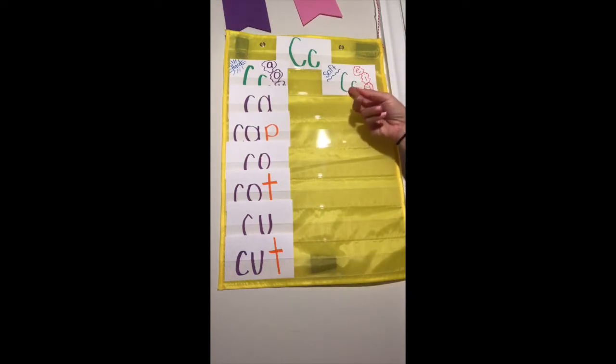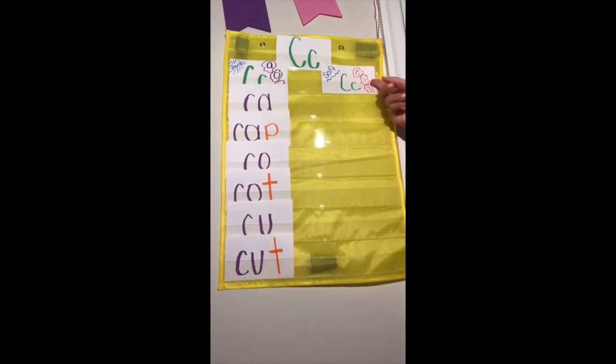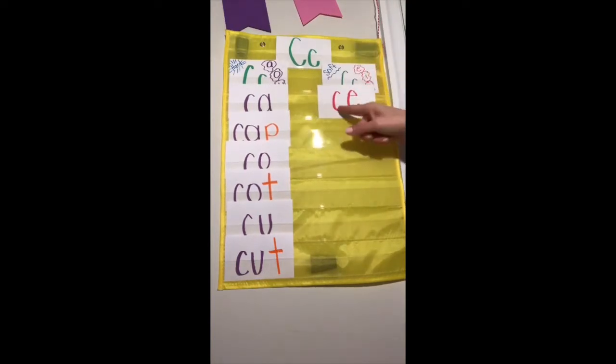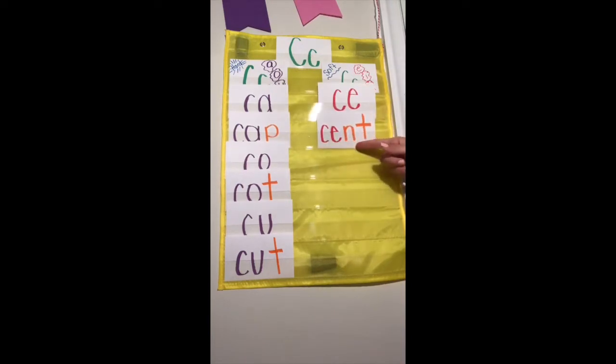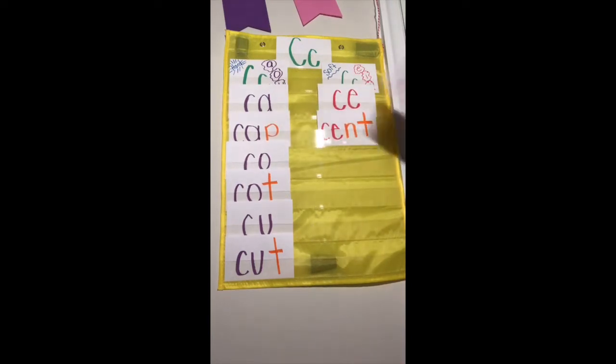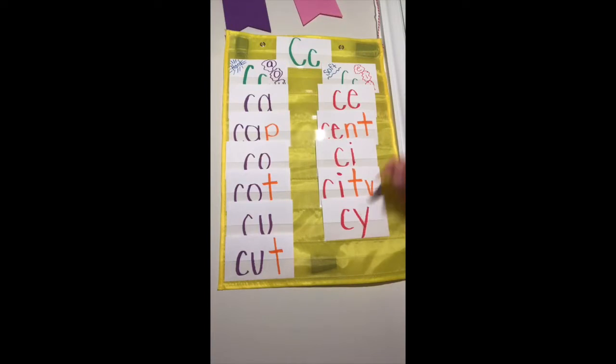The soft C says S, and when it's followed by an E, I, or Y, it makes that S sound. So for example, I know this C says S because it's followed by an E, like in the word scent. I know this C says S because it's followed by an I, like in the word city. I know this C says S because it's followed by a Y, like in the word cycle.